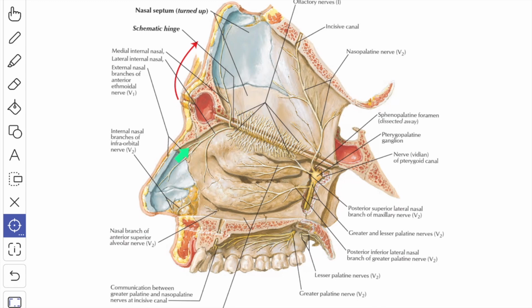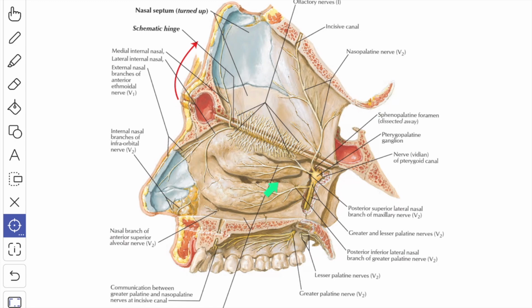The anterosuperior quadrant is supplied by the anterior ethmoidal nerve, which is a branch from the ophthalmic division of the trigeminal nerve. The anteroinferior quadrant is supplied by the anterior superior alveolar nerve from the maxillary division of the trigeminal nerve. The posterior quadrant is supplied by the posterior lateral nasal branches of the pterygopalatine ganglion, which is derived from the maxillary division of the trigeminal nerve.